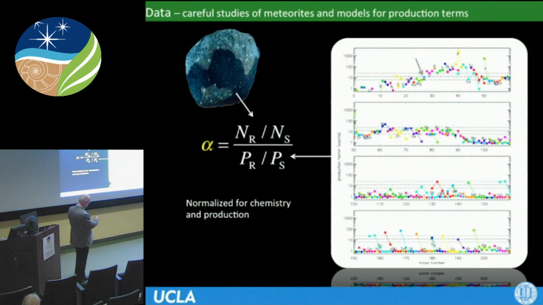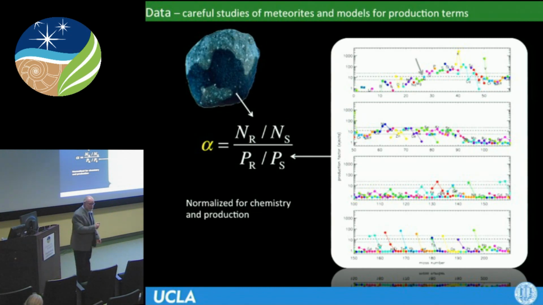And then I'm going to further normalize NR over NS by the production ratio. The different nuclides that are made in stars are made at different rates, and so you have to normalize for the different rates in order to get at the origin of these things. So we do two normalizations. We normalize for chemistry, and we normalize for production ratio. So here I'm calling alpha the amount of a radioisotope divided by its stable partner divided by the production ratio of the two. Okay?